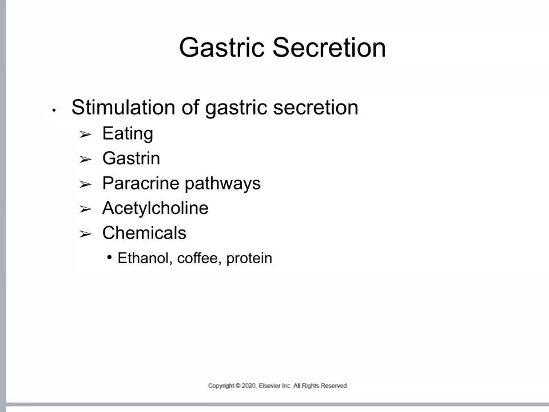The function of acetylcholine is to stimulate those parietal cells to secrete acid. It also links the nervous system to gastric function. And then certain chemicals will stimulate gastric secretion. So alcohol, coffee, and protein. So coffee and alcohol, they're very irritating to the stomach.